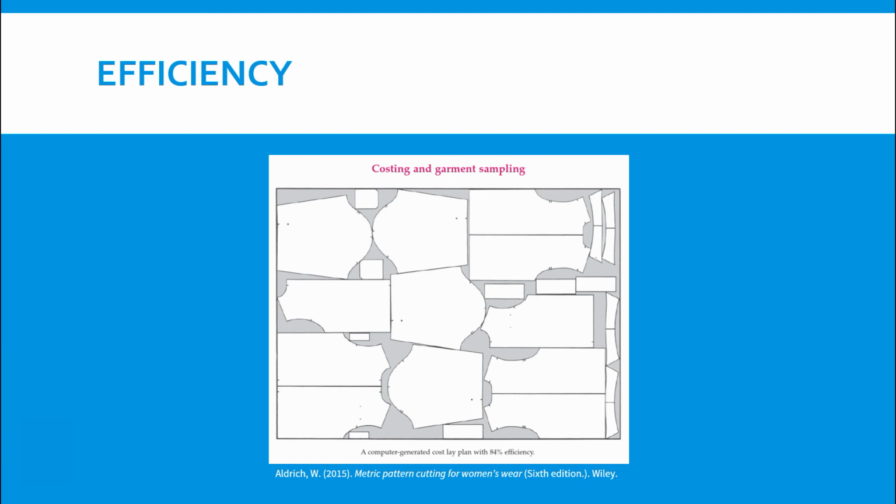if the plan looks like this. And in the industry, the efficiency probably needs to be higher than 80%. Sometimes your company might ask you to achieve 90% or even higher. So saving material is very important. So when you're positioning your pattern pieces, try to save material as much as possible.